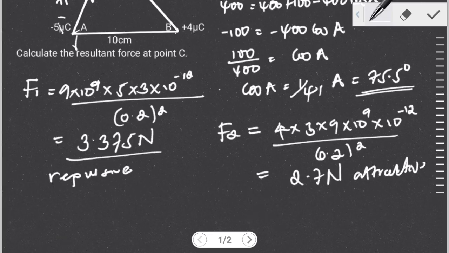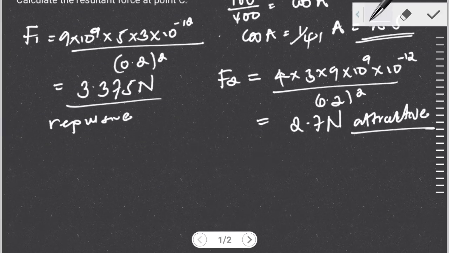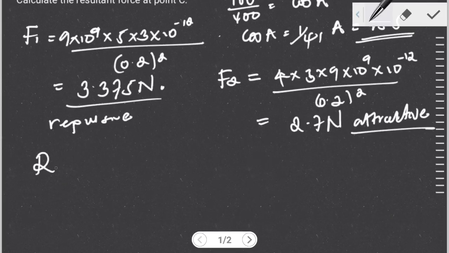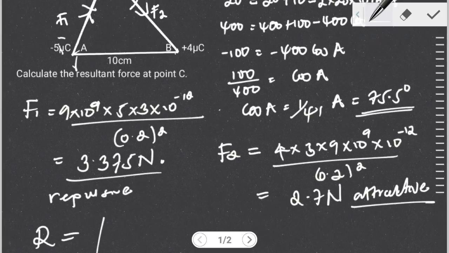Attractive. Okay, having got that, afterwards I come here to get a resultant. So this one has components in the y and the x, and this as well has components, which we show when we are solving the resultant. So the resultant in this case would be equal to... let's look at force 1.